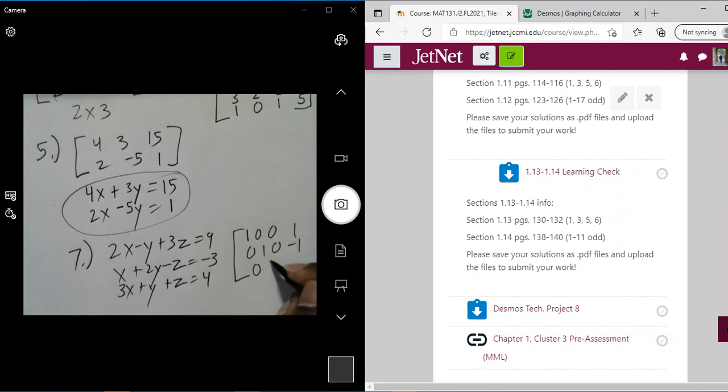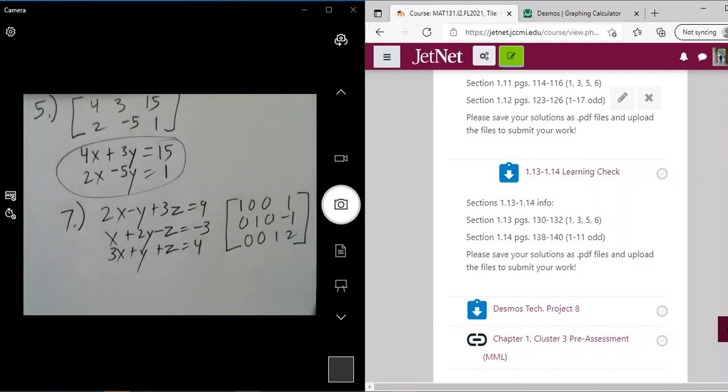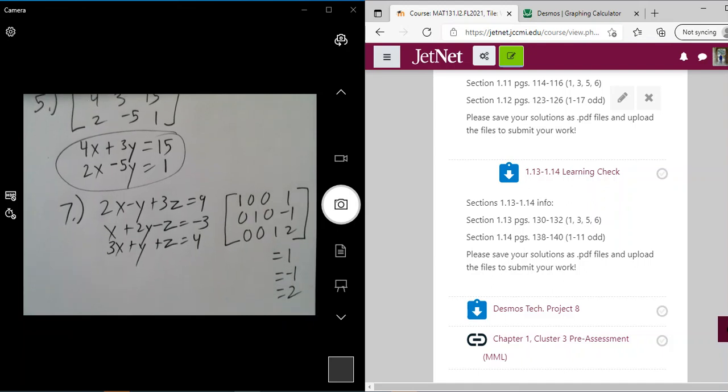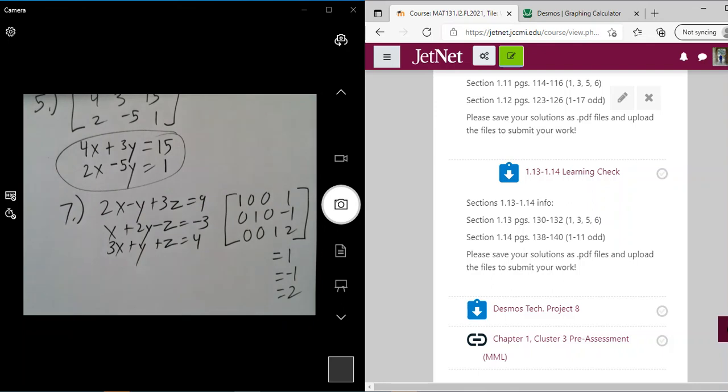And this is in your book. I haven't written anything yet that's not in your book. Okay, so you're going to go from here to here. Now, let me tell you what this means. These last digits will go after the equal sign. So it'll be equals 1, equals negative 1, equals 2. Okay, same as we did up here after the equal sign.